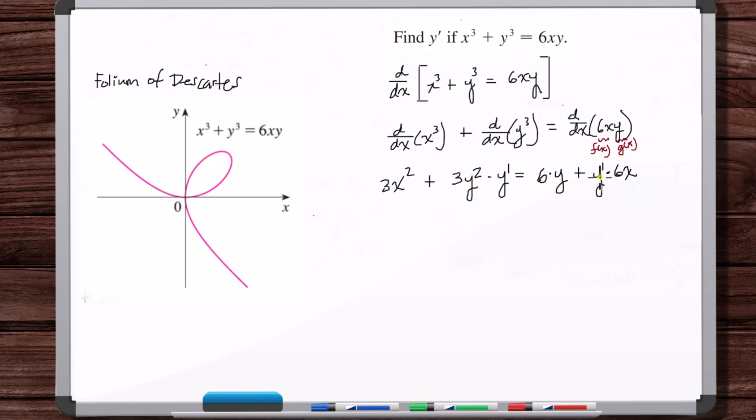Well, there we go. Now we just need to solve for y prime. So let's bring the y prime terms to one side and all the other terms to the other side. If we subtract 6x y prime from both sides, we get this, and then subtract 3x squared from both sides. Now let's factor out a y prime here.